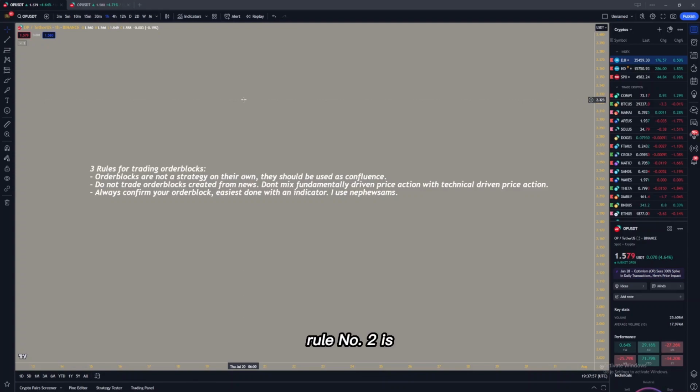Rule number 2 is do not trade order blocks created from news. The reason for this is because news creates fundamentally driven price action. Now that is very, very different from technical driven price action. They are 2 completely different things. Technical price action is everything you see on the charts, like your supply, demand zones, order blocks, fair value gaps, everything like that. And that's people trading from those types of analysis. And a fundamentally driven price action is essentially news.